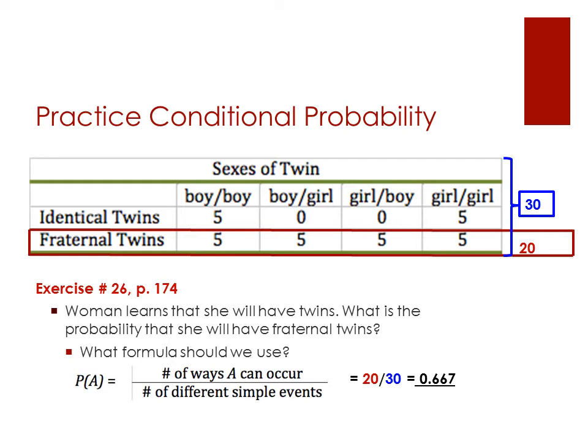So this is the answer for this first part of the problem. A woman learns that she's going to have twins, and the probability that she will have fraternal twins is 0.667.